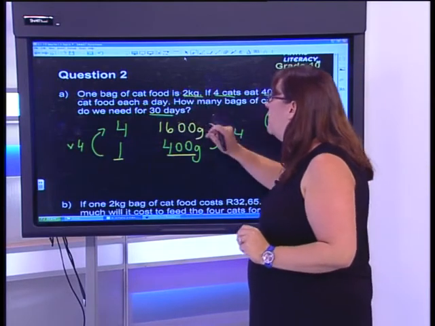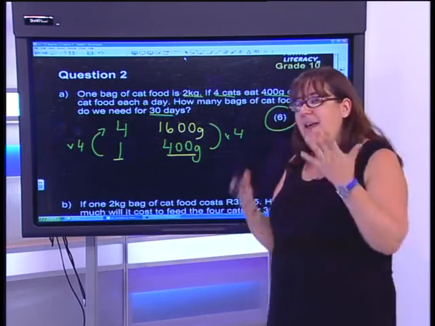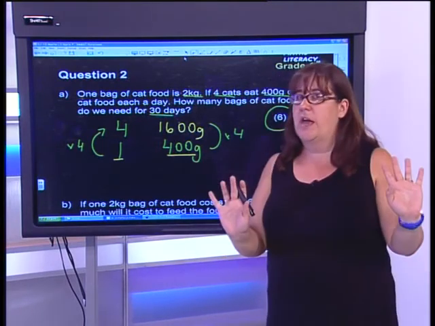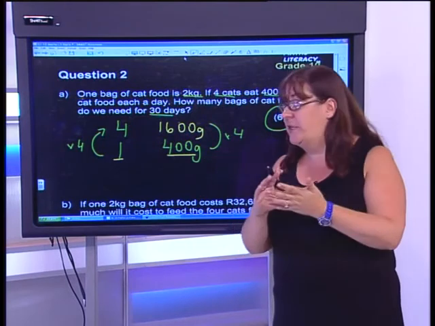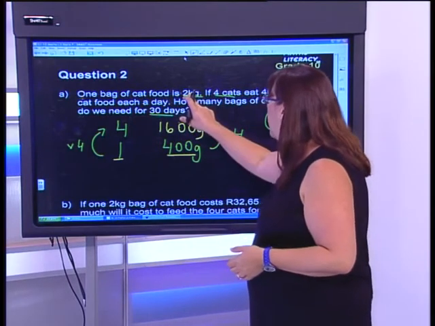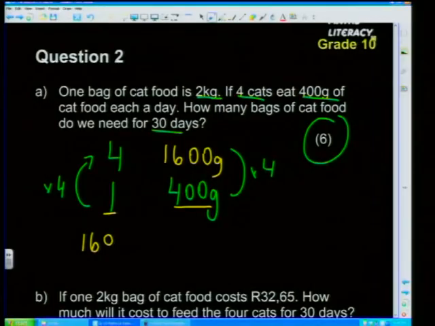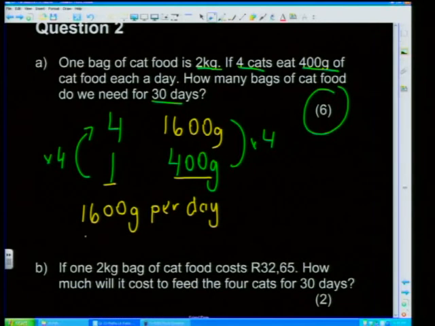1 bag of cat food is 2 kilograms. Now I can't work in kilograms and in grams. There's something wrong with that. So we need to convert one to the other. And this is per day. We need 1,600 grams per day. 1 bag is 2 kilograms, so I'm going to change that 2 kilograms into 2,000 grams.